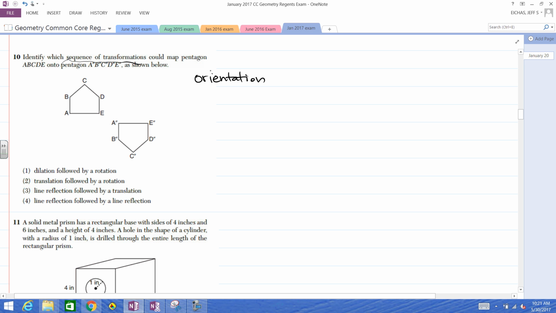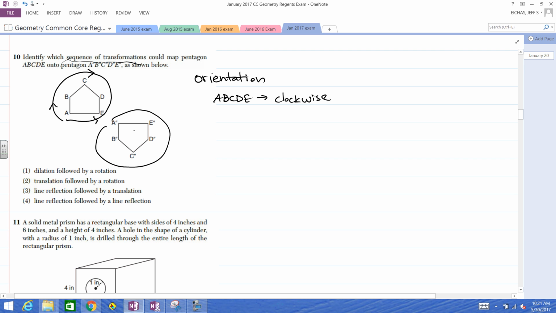Now we'll talk orientation. What I mean by that is, if you follow A to B to C to D, you have an arrangement of the letters that is clockwise. Now, A to B to C, D is going in a counterclockwise direction, or the image, I should say, double prime.